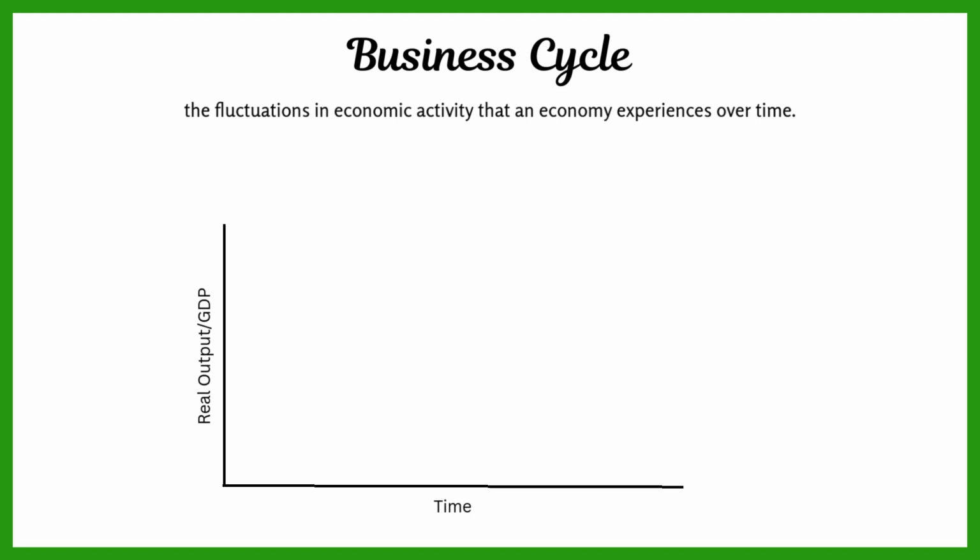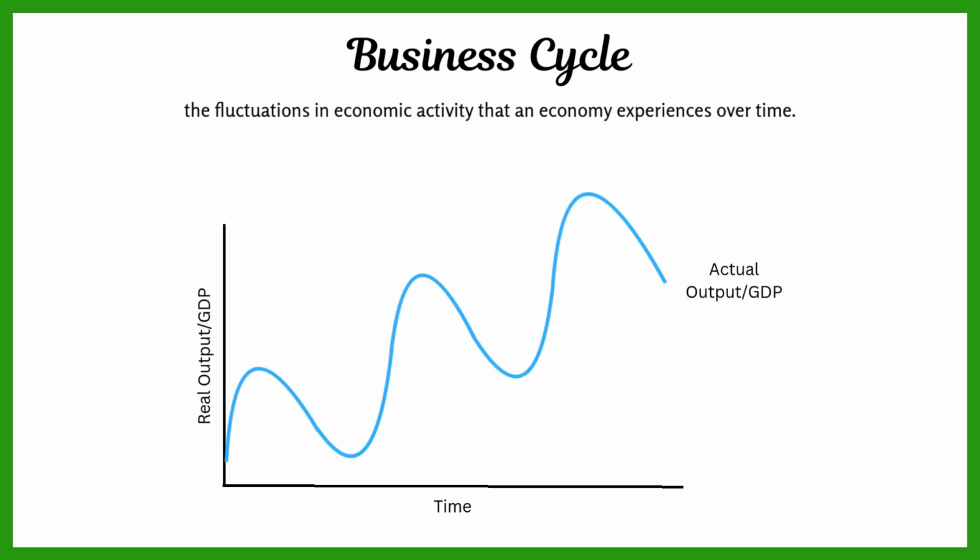The actual output or economic activity that an economy experiences over time fluctuates. It increases, decreases, increases, and decreases again. This fluctuation is what is called the business cycle. Also typically included on the diagram is potential output, which we will discuss later.